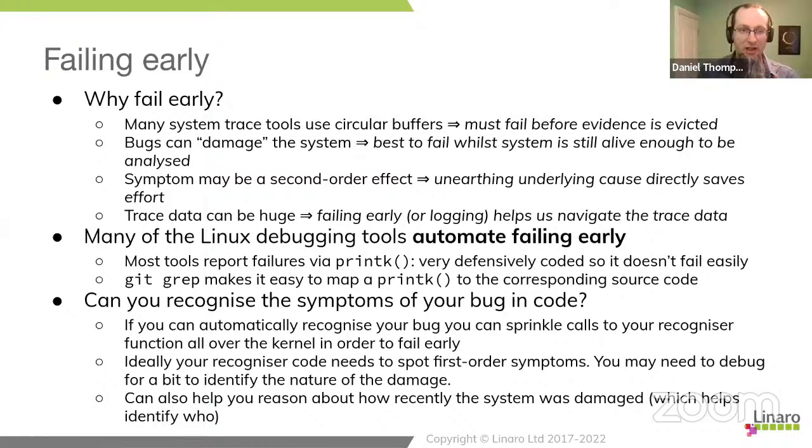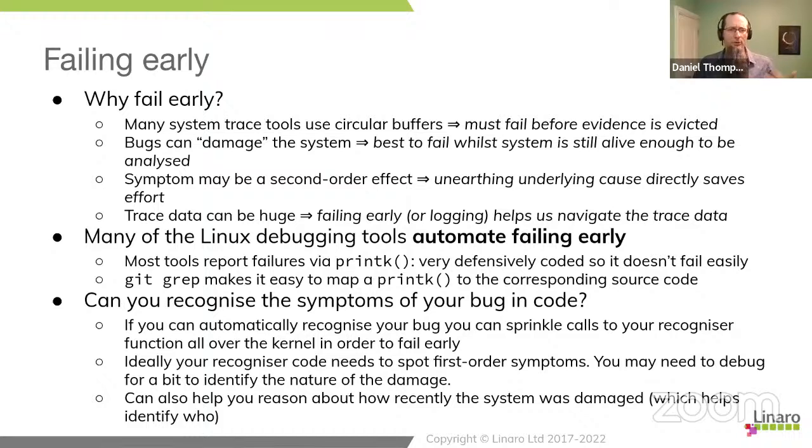And the final thing is the symptom may be a second order effect. And the faster we can bring the system to a halt after the second order effect is observed, the more likely we are to be able to go backwards through the logs and try and figure out what the first order effect that actually provoked the cascaded failure is.